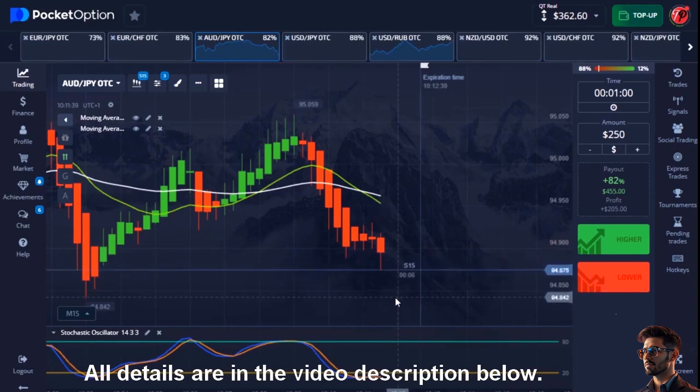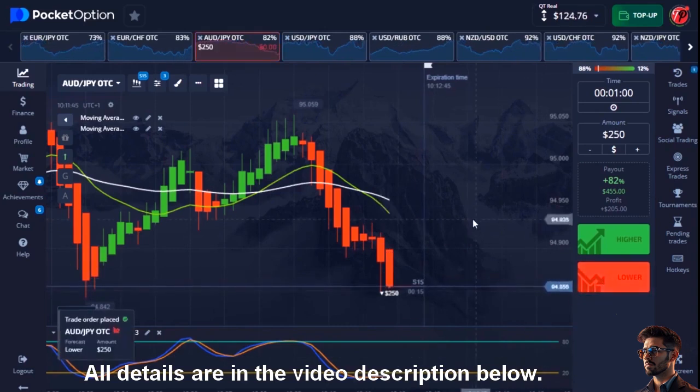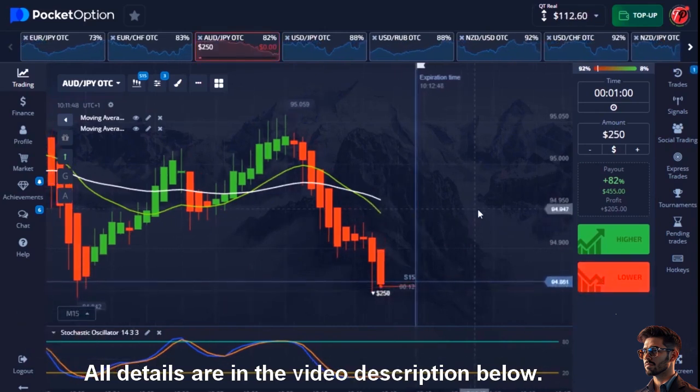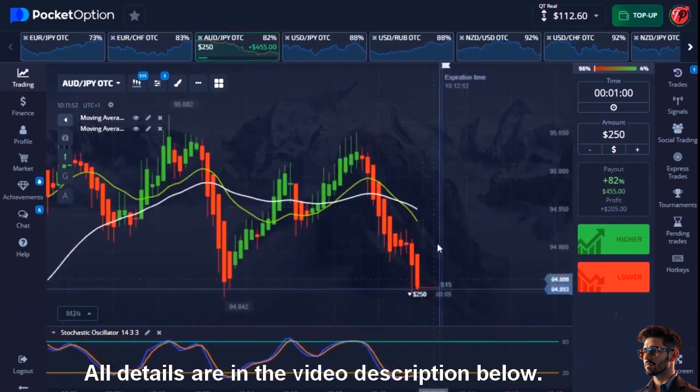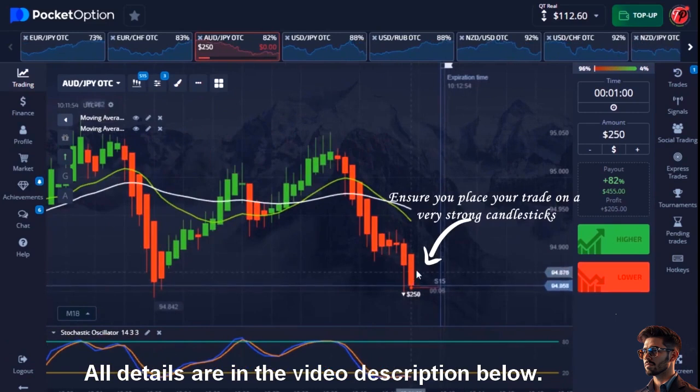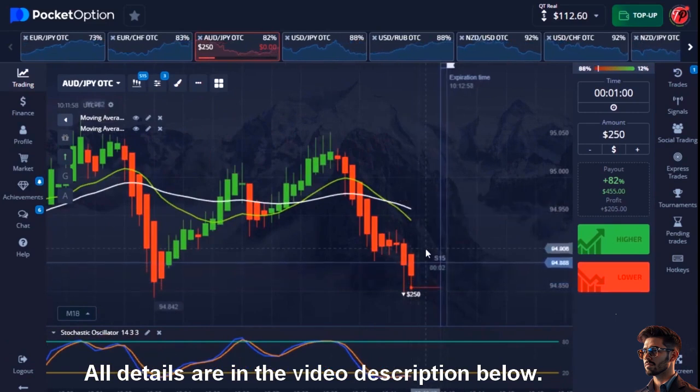And what is happening right now, you see that this is actually a perfect moment for me to enter a trade, and I'm going to enter the trade on the next candlestick. All right, so guys, this is how I actually take a trade. Always make sure that you're placing the trade on a very strong candlestick confirming the trend, either uptrend or downtrend. Always make sure that the candlestick you're placing your trade on is a very strong one.